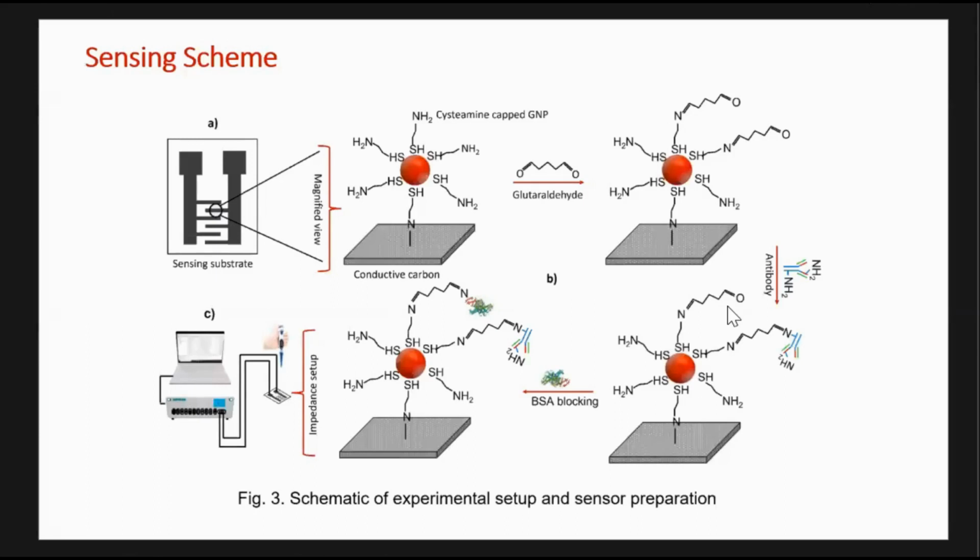So basically it's a Cysteamine cap, which means you get amine groups above it, there's a carbon, and then you do a cross-linker. So you have an aldehyde group, you take out the water, so that the amine group binds and the specific antibody binds, and then you block the remaining portion with the BSA. Then you do the testing.